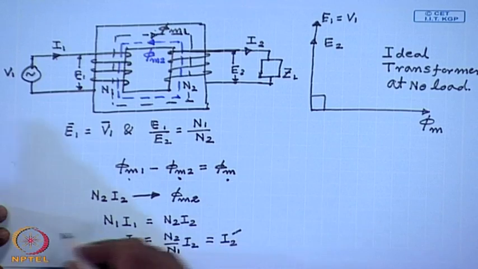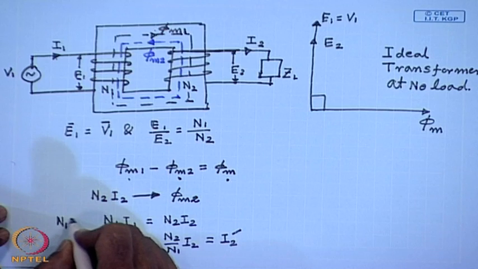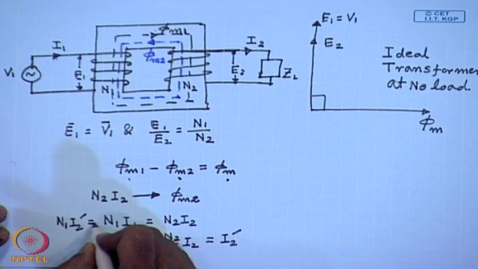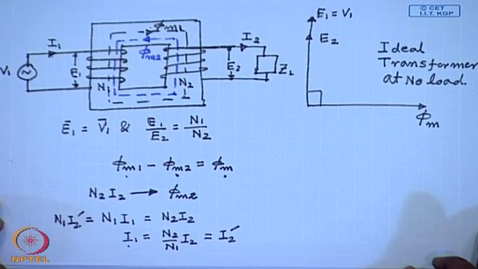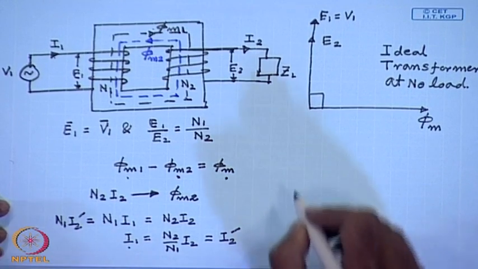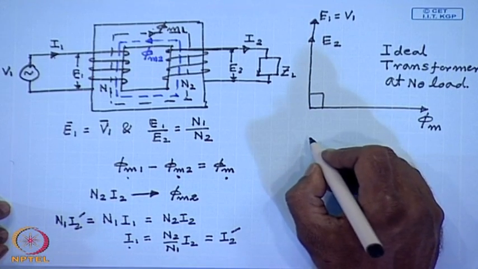The relationship is N1 I2 dash is equal to N1 I1 equal to N2 I2. Therefore, we have the following relation in the phasor.